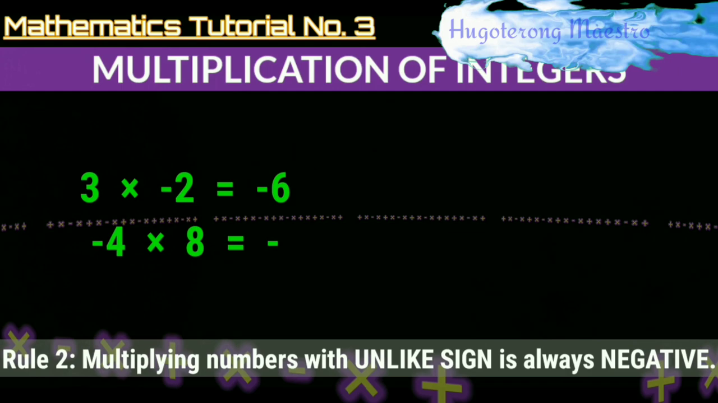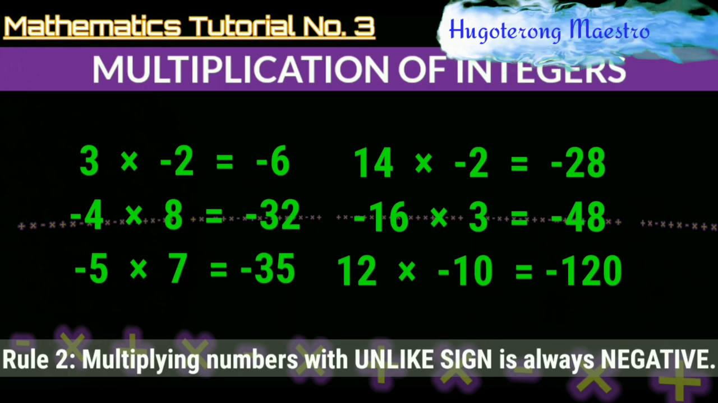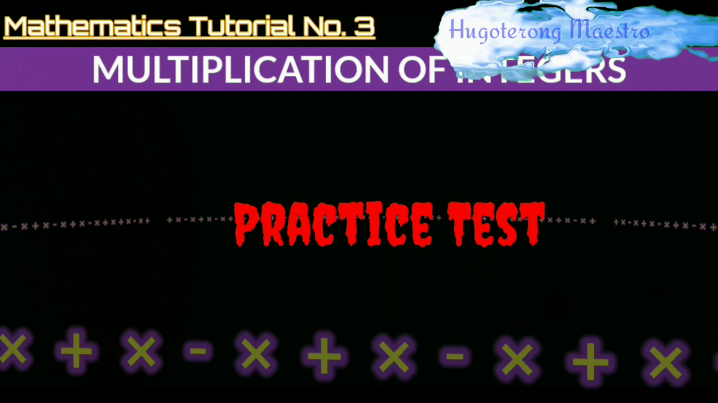As we can see, ang lahat ng sagot natin ay negative. According to the rule, kapag mag-multiply tayo ng numbers na hindi parehas ang sign, the answer is always negative. So this time, let's have a practice test para malaman natin kung meron kayong natutunan from our discussion.